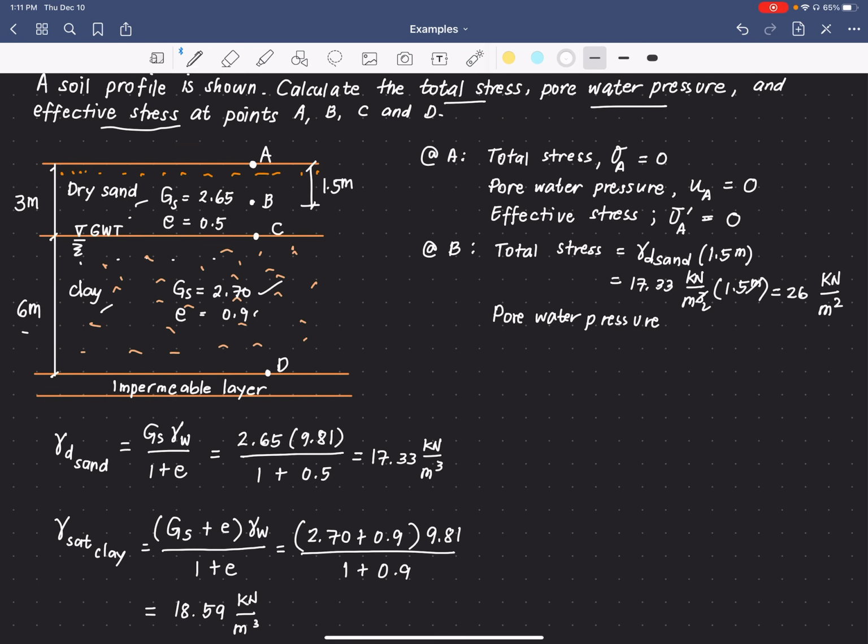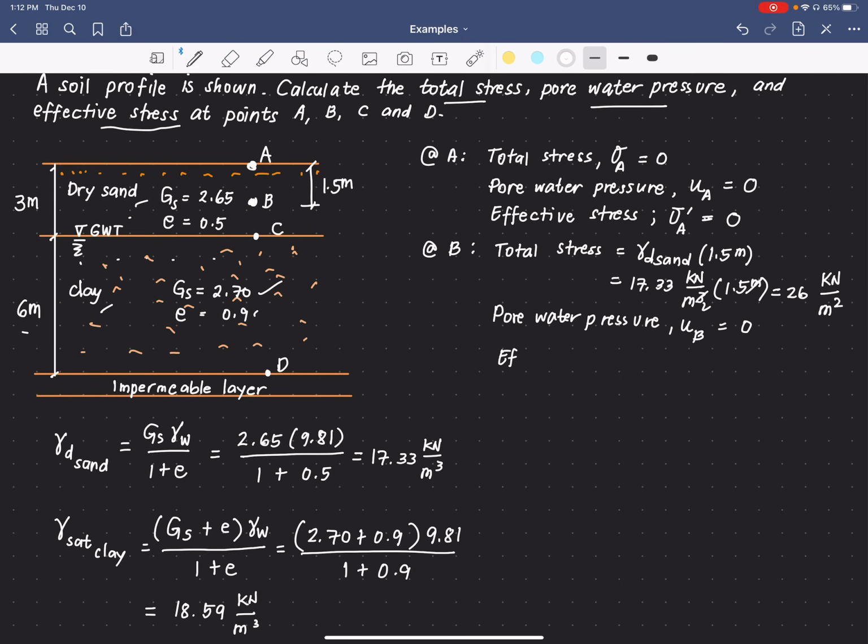At B, obviously, this portion from A to B is still considered dry, and so there is still no pore water pressure. So that would be equal to 0.